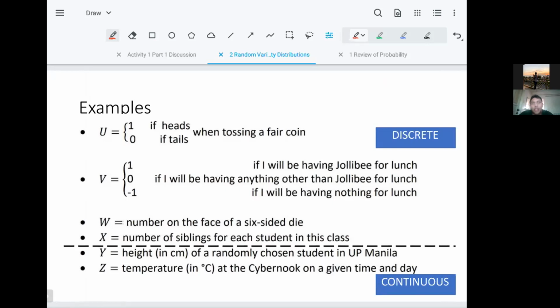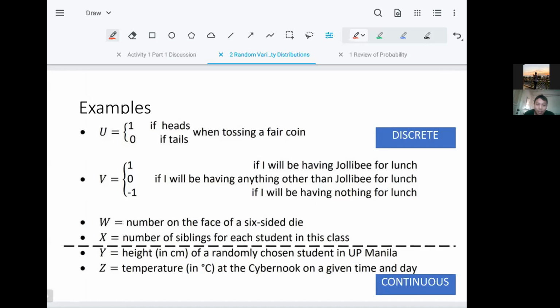Pag sinabing discrete, pag sinabing continuous, even not in the context ng random variables. Exact value at hindi. Parang exact value naman ata lahat. Yun. Precisely, napakagaling.